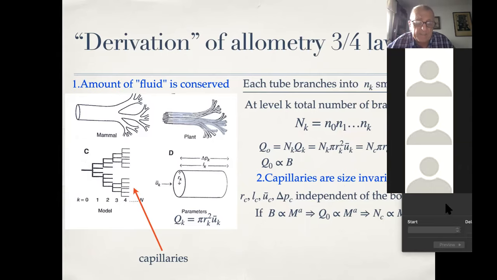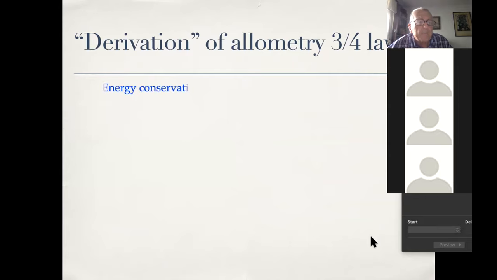So if I make this assumption, then because the metabolic rate is proportional with exponent a to the mass, the flow at the zero level of my network is proportional to the mass with exponent a. And from that equation, Q on the top, the number of cubes in a capillary layer is also proportional to the mass with exponent a.